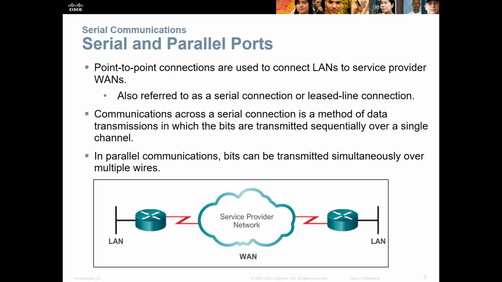So point-to-point connections are used to connect LANs to service providers through a WAN. This is also referred to as a serial connection or some type of leased line connection. Communication across a serial connection is that methods of transmissions. It's basically sending data through a service provider's network that is a serial connection. This is done in parallel. Bits can be transmitted simultaneously over multiple wires.